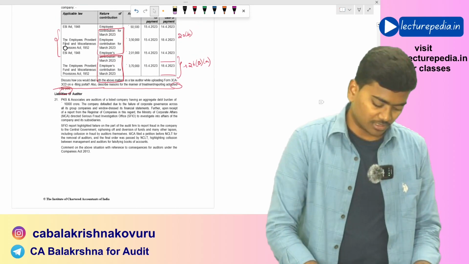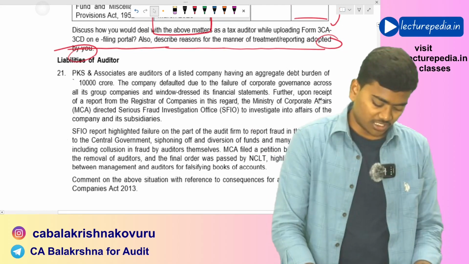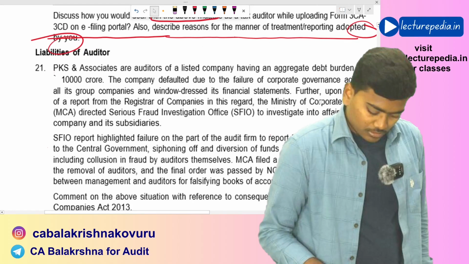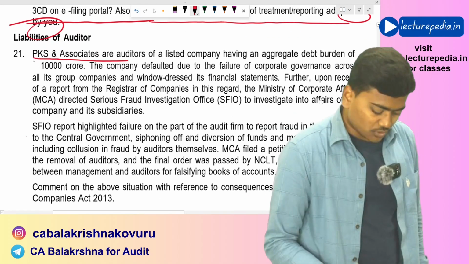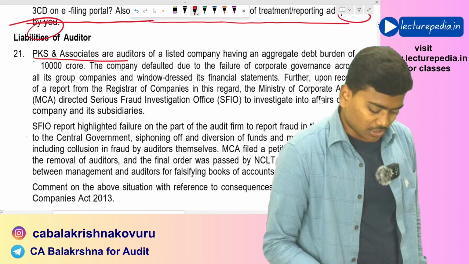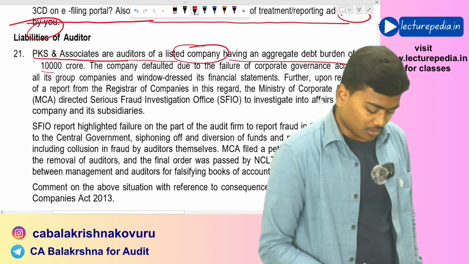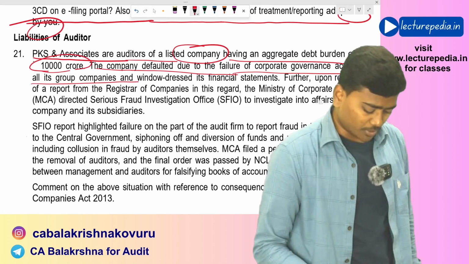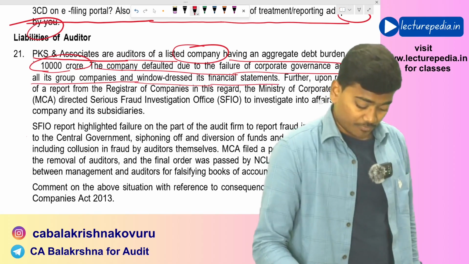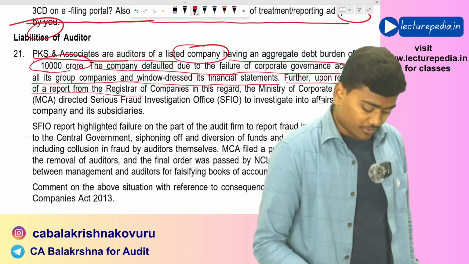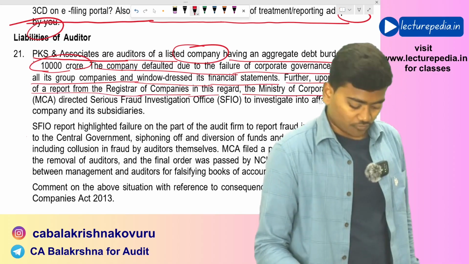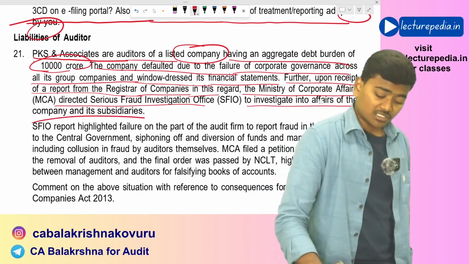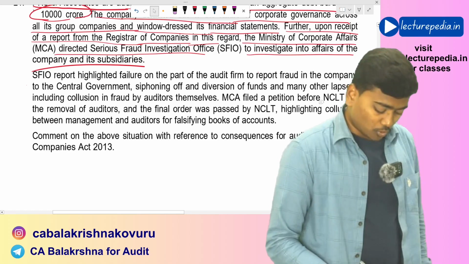Next, question number 21. PKS and associates are owners of a limited company having an aggregate debt burden of 10 crores. The company defaulted due to the failure of corporate governance across all its group companies and window dressed its financial statements. Further, upon receipt of a report from the Registrar of Companies in this regard, the Ministry of Corporate Affairs directed Serious Fraud Investigation Office to investigate into affairs of the company and its subsidiaries. Okay, SFIO is also involved.